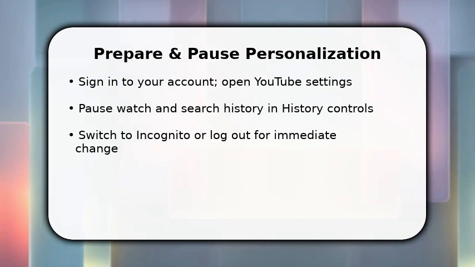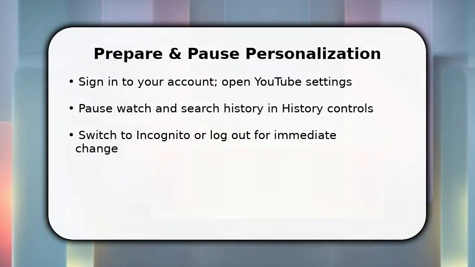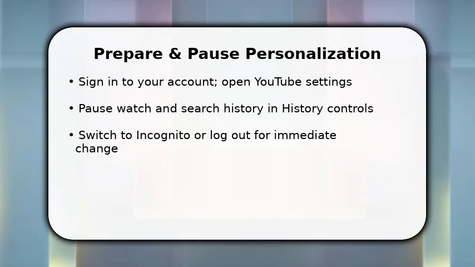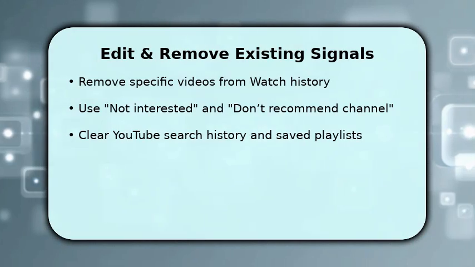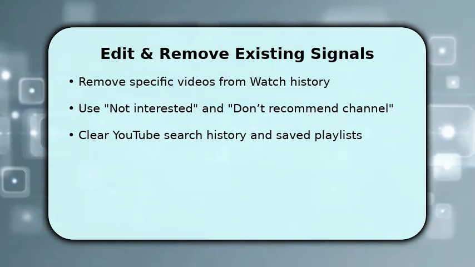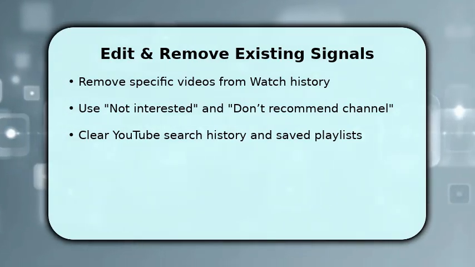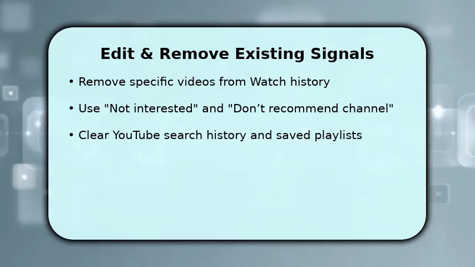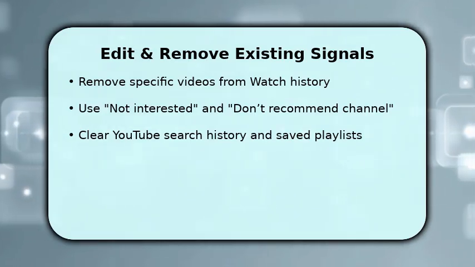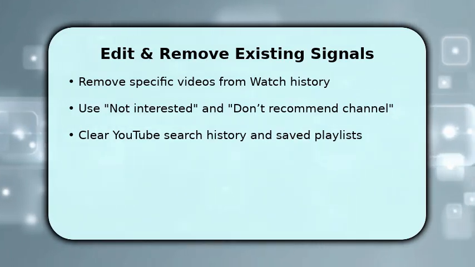Next, you remove the legacy signals that trained recommendations. Open History, delete individual watched videos that seeded unwanted topics, and clear search entries that led to them. Then, systematically mark videos as not interested and choose Don't Recommend Channel to directly tell YouTube which sources to ignore.